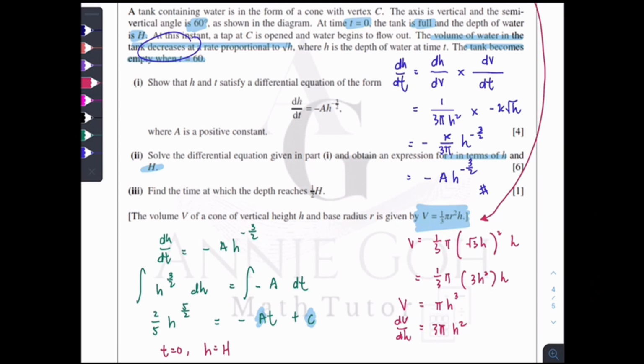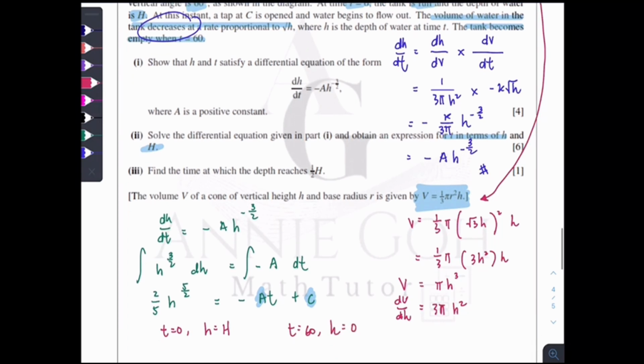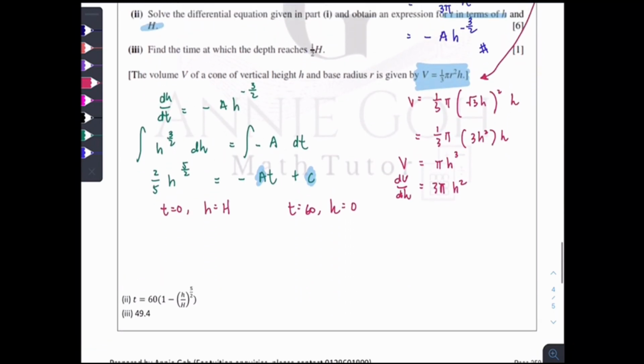The other information given is over here, the last sentence. The tank becomes empty when t equals 60. So when t equals 60, h becomes 0 because it becomes empty. Right, so for now, let's substitute this information into this equation to get the solution.